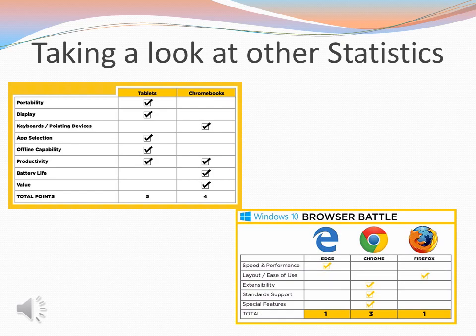Okay, so this slide is just showing you some other statistics as far as portability, the display, keyboarding, app selection, offline, productivity, battery life, value, and the total points. They have this marked as tablets, but that would be more like your Windows 10. Also, there's a browser battle there. It lets you know that with Windows 10, you can get all of these: Edge, Chrome, Firefox, and how fast the speeds are for those. So this is just taking another look at some specific statistics.